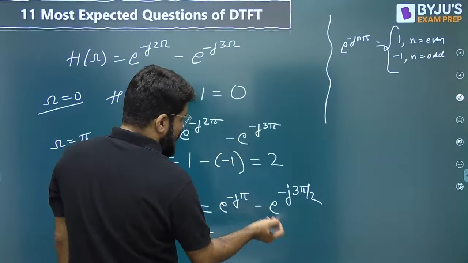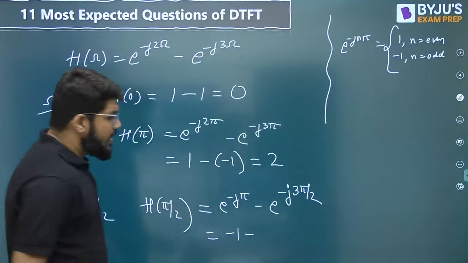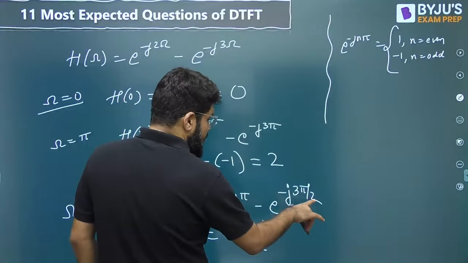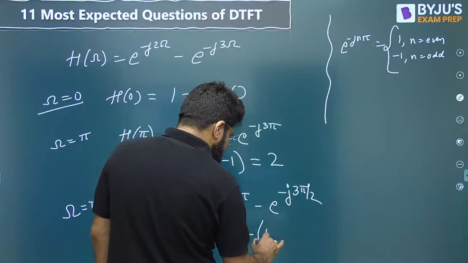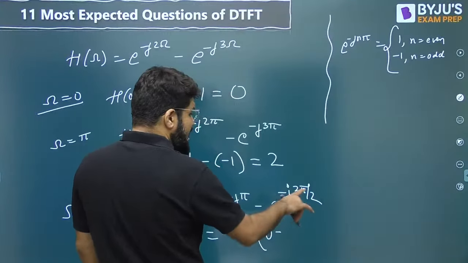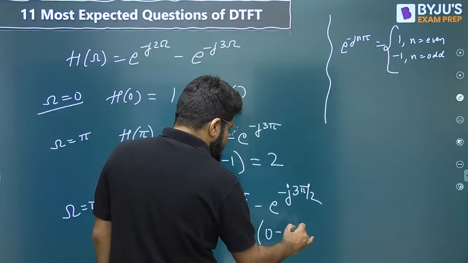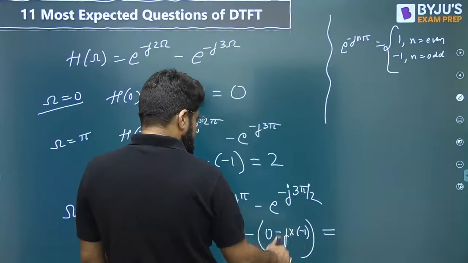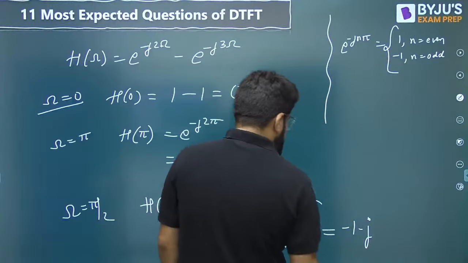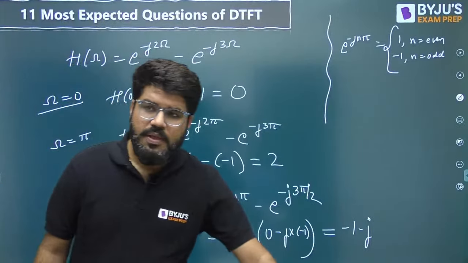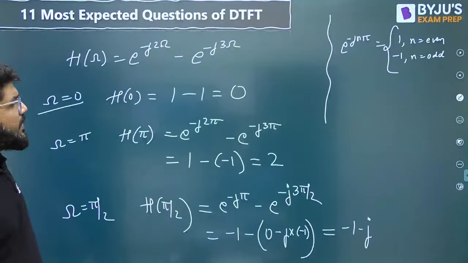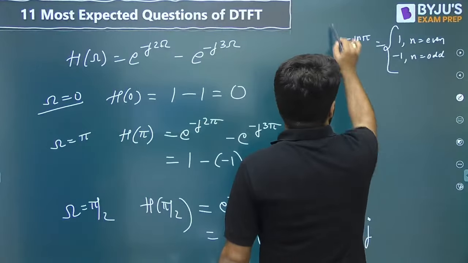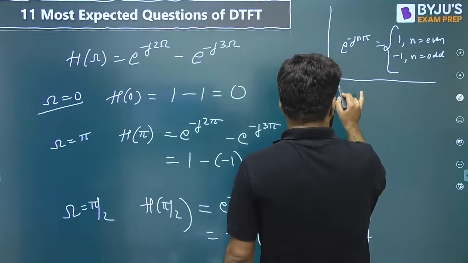e power minus j pi, I already told you, is going to be minus 1. e power minus j3 pi by 2: cos 3 pi by 2 is 0, minus j sin 3 pi by 2, and sin 270 degrees is minus 1. So total, minus minus becomes plus. So this is minus 1 minus j. Now if I want to show you the sketch of its spectrum, I have to show it here. I don't have much space available.